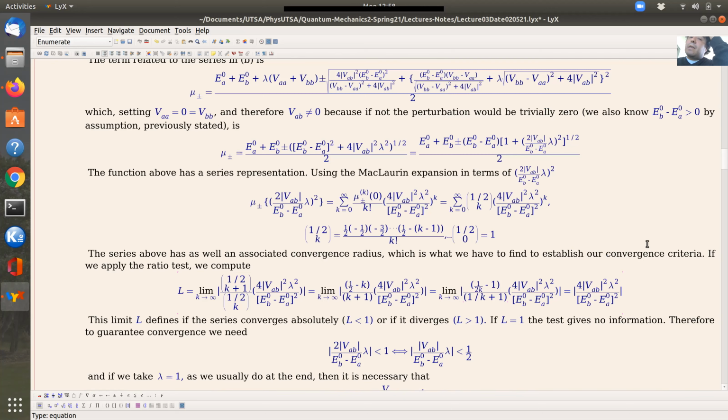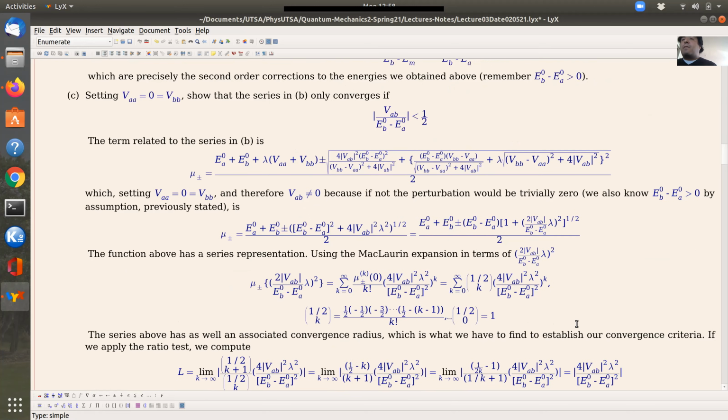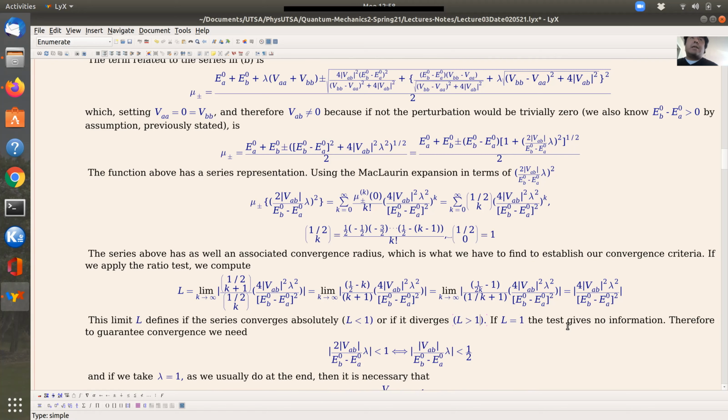So basically, this limit, which we are calling L, defines if the series converges absolutely or if it diverges. That depends. If L is less than 1, it converges absolutely. If L is greater than 1, this diverges. So this is actually defining the convergence radius. This is very, very close to what we want. If L is equal to 1, the test gives no information. Okay, that is well known. Either in your advanced calculus course or in your complex analysis course, you probably saw this ratio test. So I'm making use of that background.